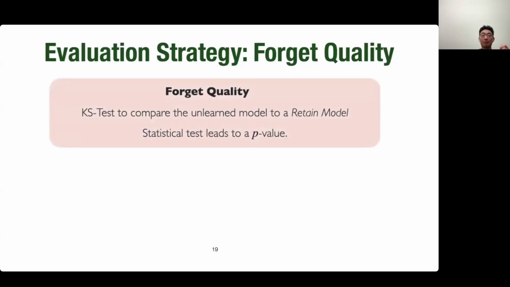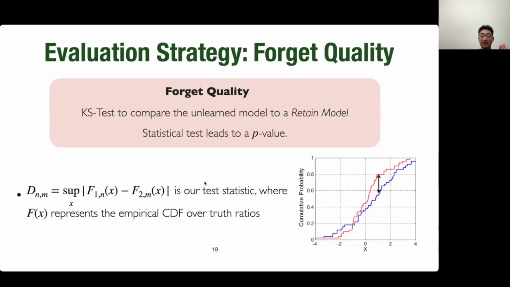To actually evaluate how well your model forgets, we get two models: the unlearned model, where you apply the unlearning algorithm, and the retained model. We get the truth ratios of both, so I get two sets of truth ratios, and then we compare them using the Kolmogorov-Smirnov test. The test statistic goes like this. I have two sets of truth ratios. I draw their CDFs. I look at the maximum gap between these two CDFs. If the gap is very large, then they are significantly different, which gives you some evidence that you haven't unlearned successfully. If the gap is small, then you cannot distinguish between those two distributions, which suggests you sort of successfully unlearned.